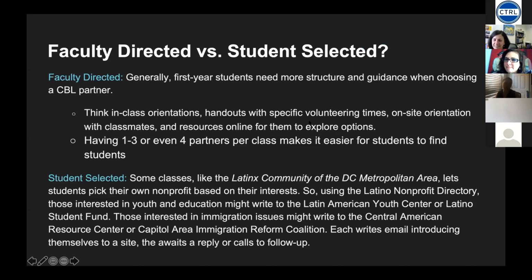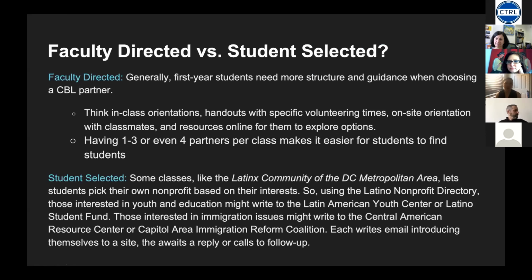So there are pretty much two models here, and there's a lot of discussion among faculty on having the student select a partner versus faculty directed. I'm going to tell you my philosophy. We're happy to do some discussion right now. I think that would make sense here.